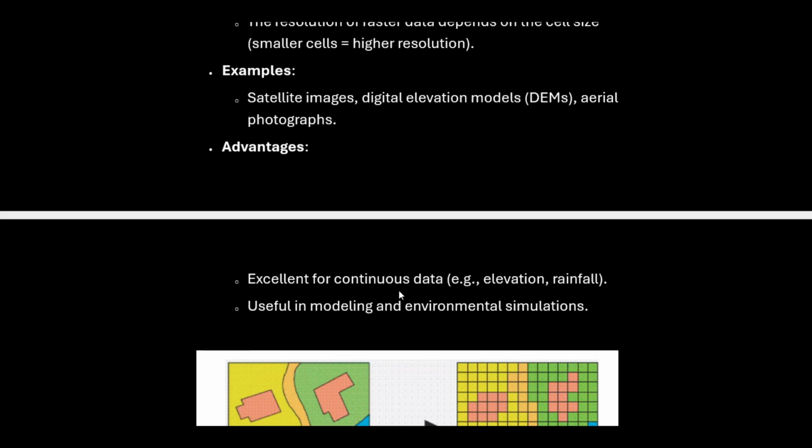It's excellent for continuous data. Like I said, elevation. They have elevation and rainfall as examples here for continuous data. And it's useful in modeling and environmental simulations. So something like the U.S. Geological Survey, the USGS, they would use a ton of raster data because they use a lot of soil and geological data. And those things are really well represented using raster data, better than they would be using points, lines, or polygons.